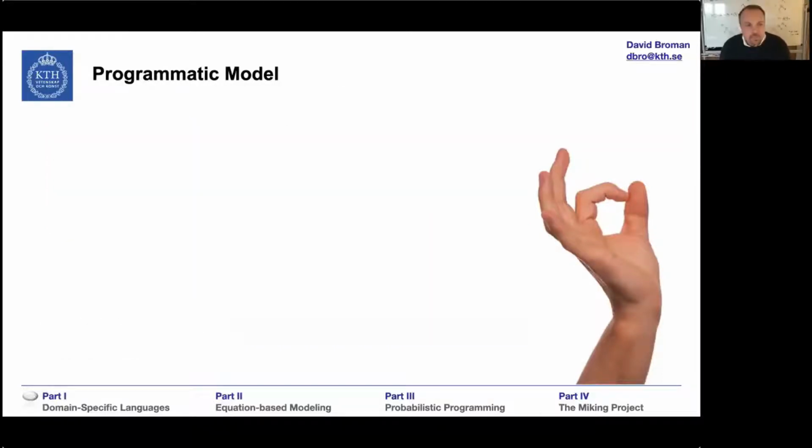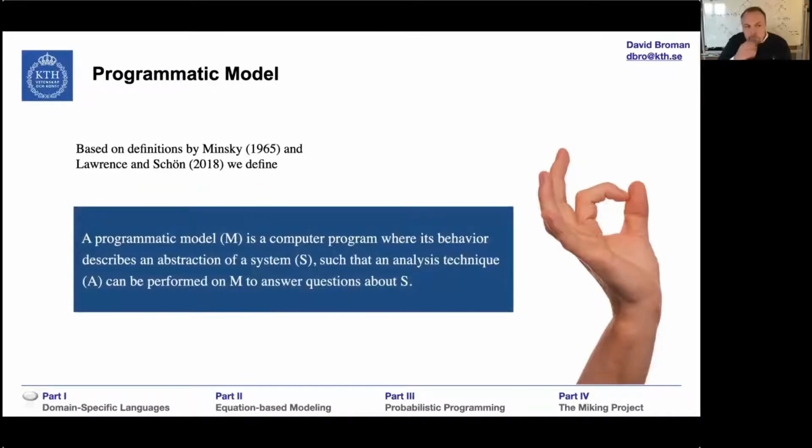Okay, so we talked about model as an abstraction, and we've talked about programs. So what is a model and what is a program? And it kind of gets blurred when we talk about certain of these domain-specific languages. So I have defined what I call a programmatic model. The definition is based on Minsky's definition originally about what is a model and what is simulation, and then also on Lundén and Schön, who introduced the term programmatic model in the sense of probabilistic programming. And here I make it a little bit more general. So what I mean by a programmatic model here is a computer program where its behavior describes an abstraction of a system S, such that the analysis technique A can be performed on model M to answer a question about S.